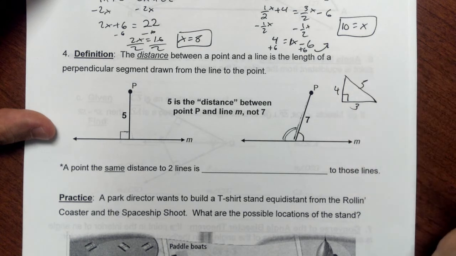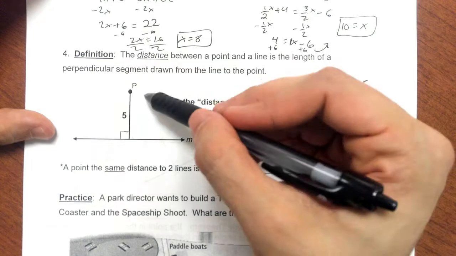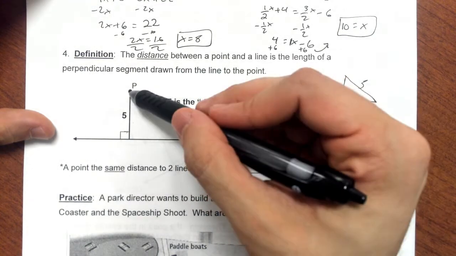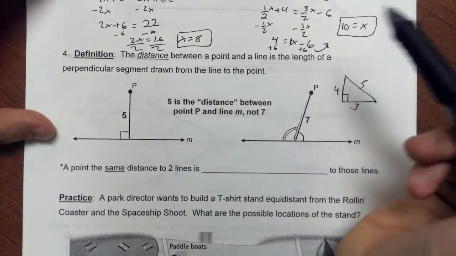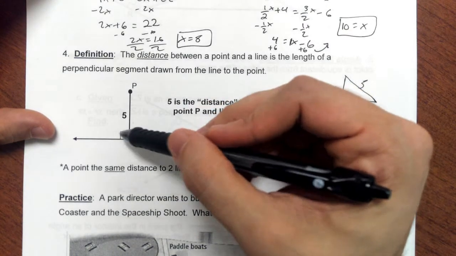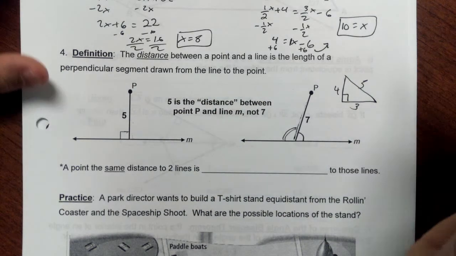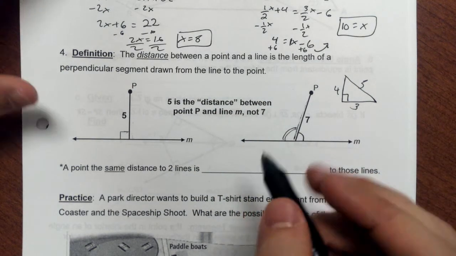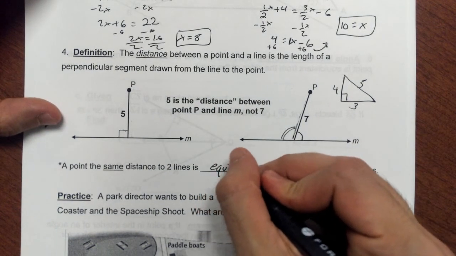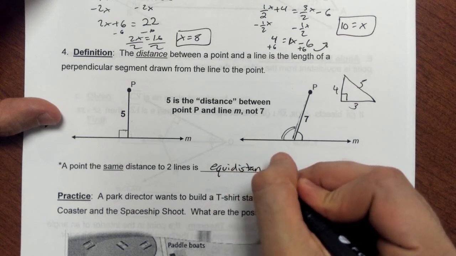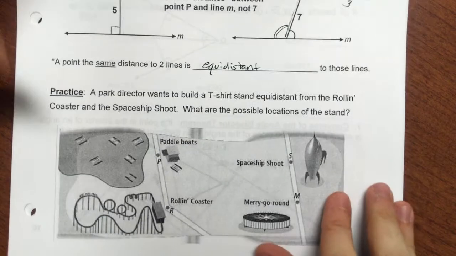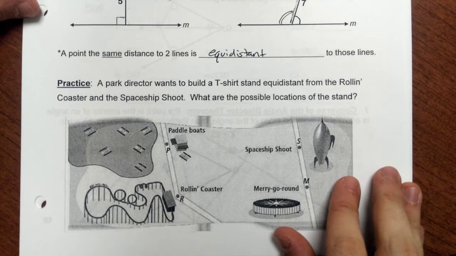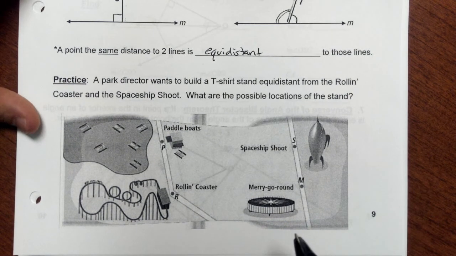You wouldn't tell me that the height is 5. And so, same idea. Our distance is going to be from a perpendicular bisector, or a perpendicular segment, to a point on the line. So a point the same distance from two lines is equidistant to those lines. So a park director wants to build a t-shirt stand equidistant from the roller coaster and the spaceship chute. What are the possible locations of the stand?